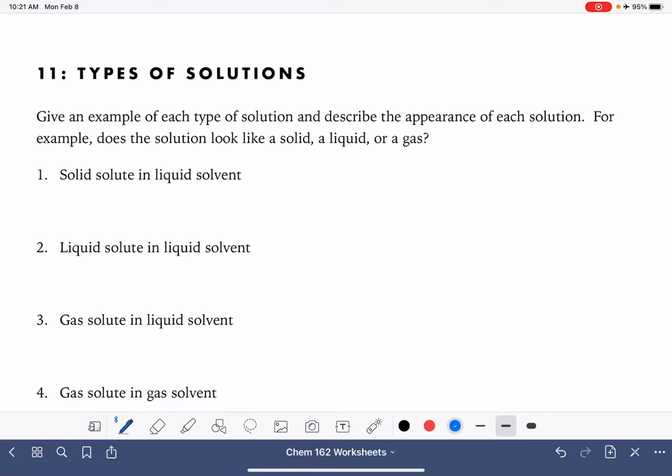On this worksheet, we're going to look at different types of solutions, different examples of different types of solutions. Before we get started, I just want to do a couple of definitions. So a solution we define as something that is a homogeneous mixture.